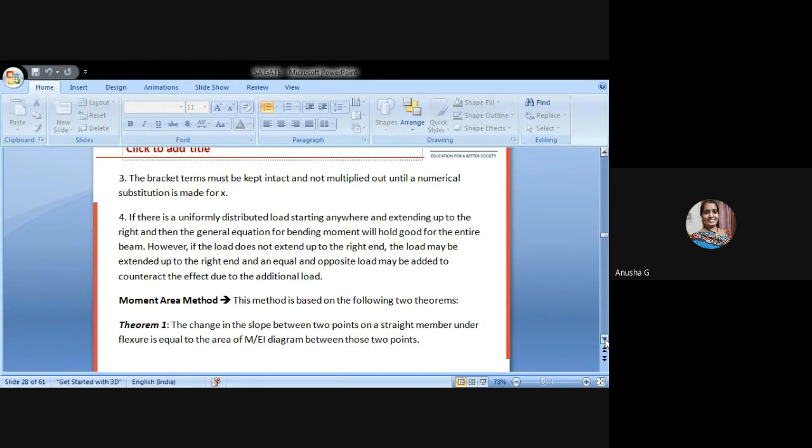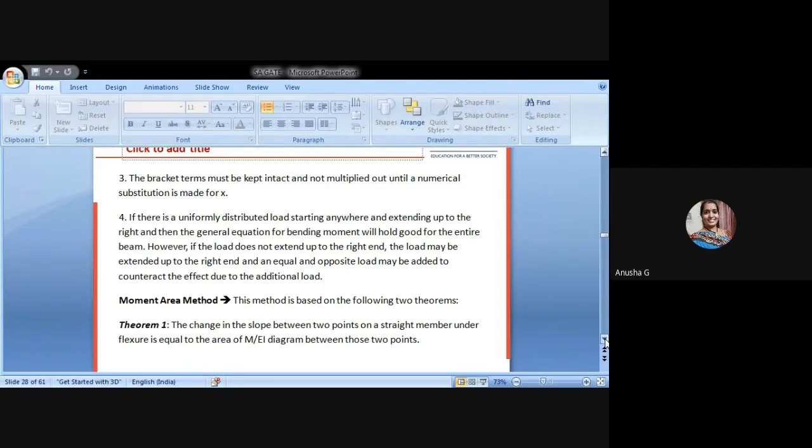However, if the load does not extend to the right end, the load may be extended up to the right end, and an equal and opposite load may be added to counteract the effect of the additional load. Suppose one column has a 100 kilonewton load acting and the other end of the column has a 10 kilonewton load, then how will it be balanced? Whatever this 100 kilonewton load is, it tends towards the ground, on the left or right side of the support. How will it be considered, equal and opposite? Suppose a 100 kilonewton load is acting at the top, simultaneously from the bottom also there has to be resistance to balance that 100 kilonewton load. That we have to solve in this Macaulay's method.